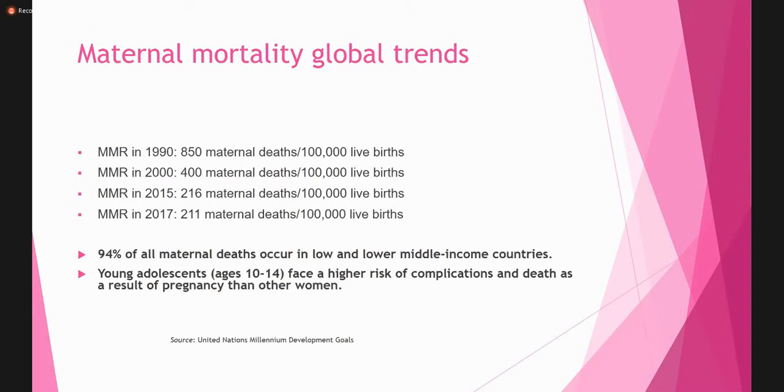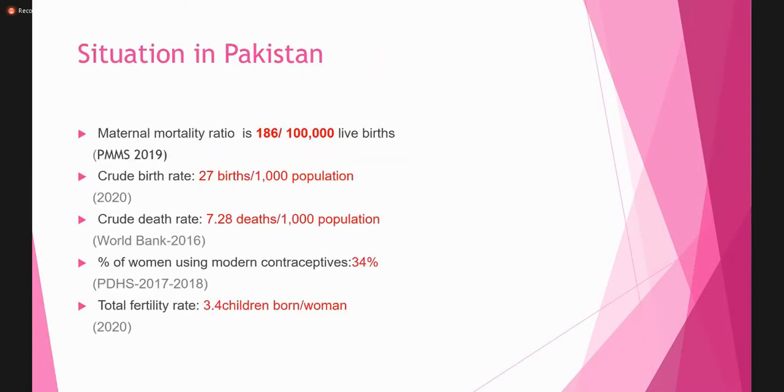We know the reason behind that: antenatal care is not proper and the female does not visit the antenatal clinic. So if high-risk pregnancies are not identified, young adolescents aged 10 to 14 face a higher risk of complications and death as a result of pregnancy than other women. So very young girls who become pregnant may have a higher risk of complications.